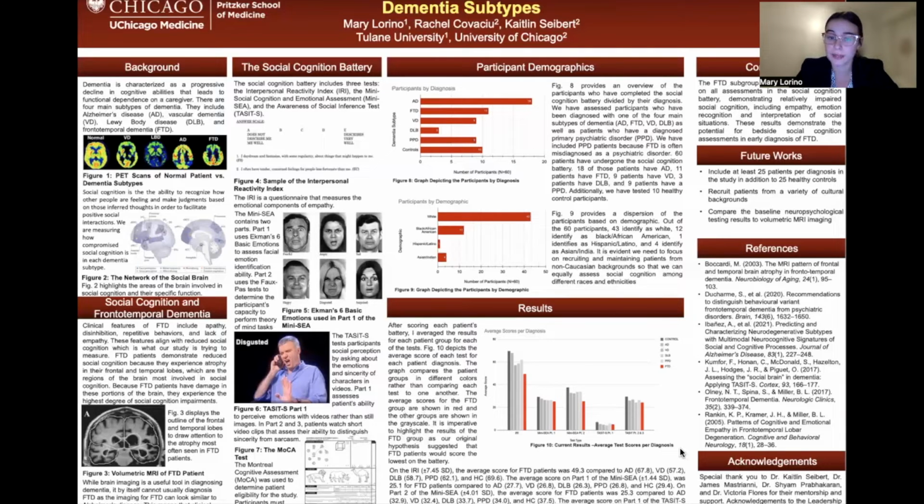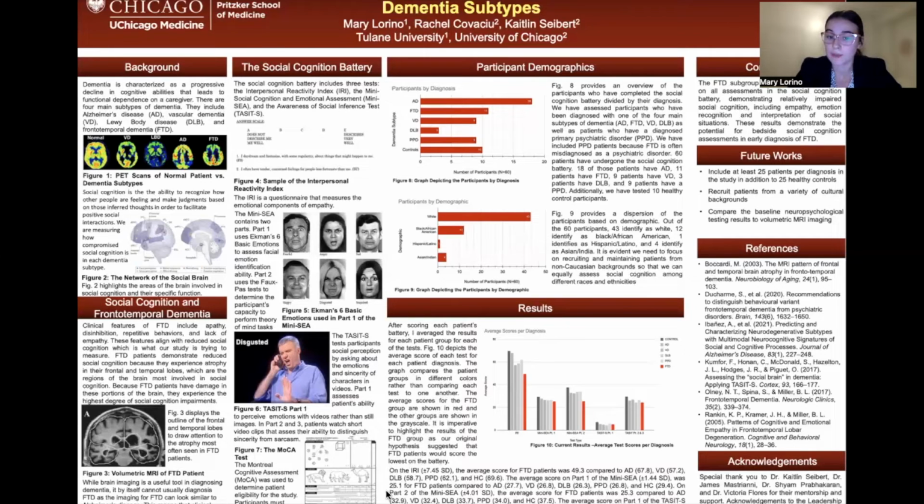Next, to go over some preliminary results of the study. After scoring each patient's battery, I averaged the results for each patient group for each of the tests. Figure 10 here depicts the average score of each test for each patient diagnosis. This graph compares the patient groups in different colors rather than comparing each test to one another. The average score for the FTD group is given in red, and it's compared to the other patient diagnoses shown in the grayscale. And it's imperative that we highlight the FTD results, as our original hypothesis suggested that FTD patients would score the lowest on the battery due to their reduced social cognition.